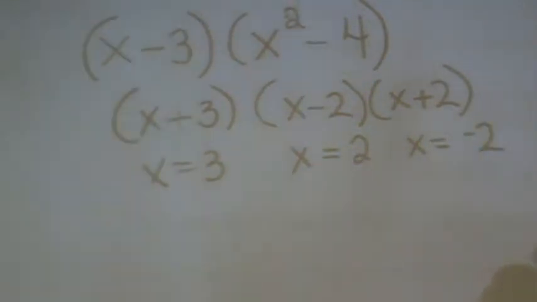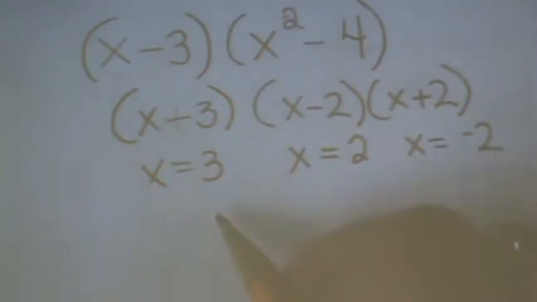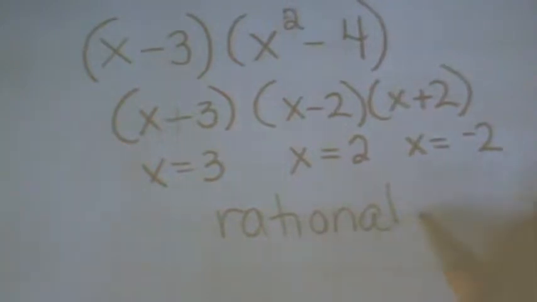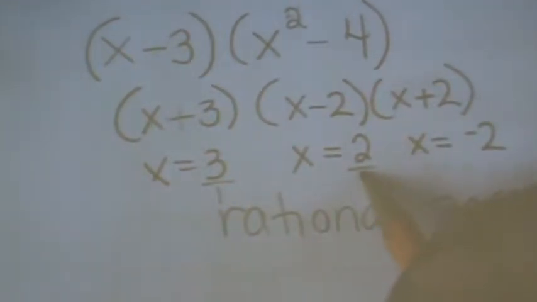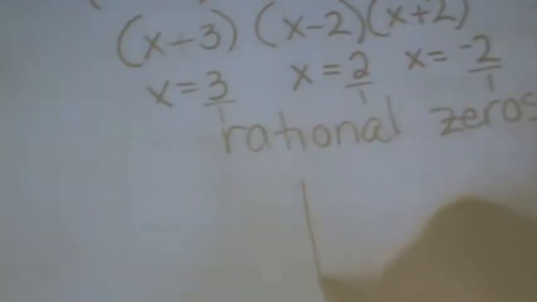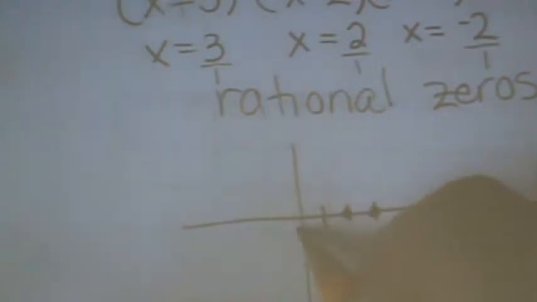Now, what kind of zeros are these? These are called rational zeros. These are all rational zeros. Why are they called rational zeros? Because I can make them a ratio of 2 integers. What's nice about rational zeros is when I graph them, I know exactly where they're at. Here's 3, here's 2, and here's -2. There's no question about it.